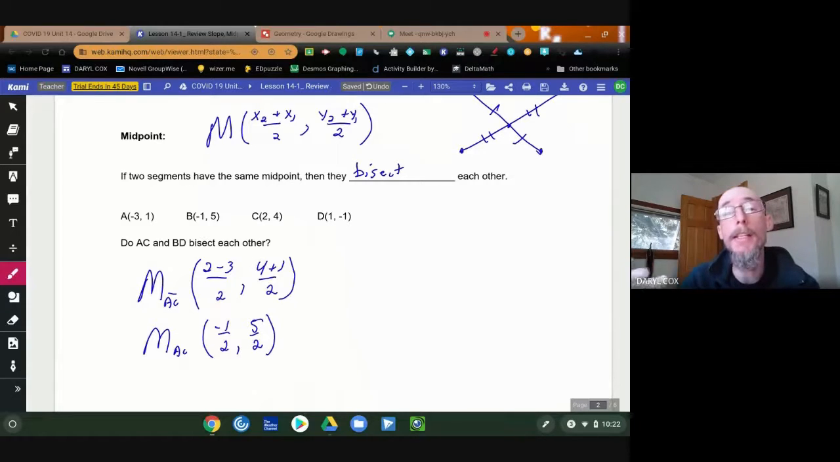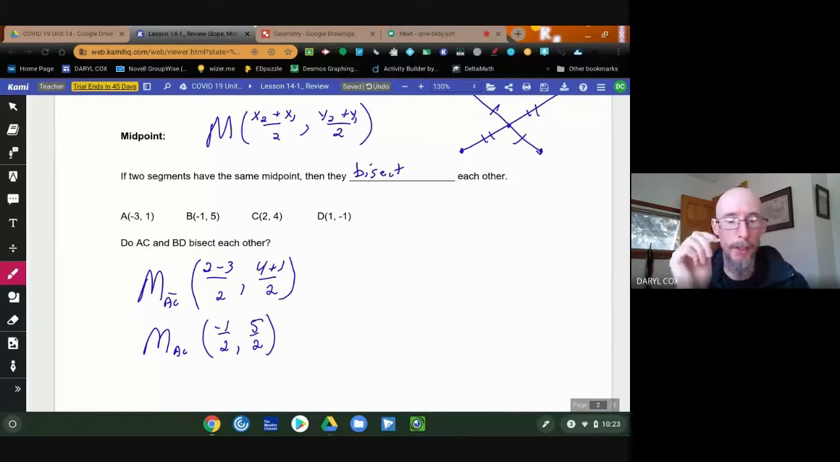Go ahead and leave these as fractions, okay? Don't give me -1/2 and positive 2.5. Don't give me -0.5 and 2.5. Don't give me those kinds of answers. Leave it in fractions. It's easier to compare. Let's find the other one.